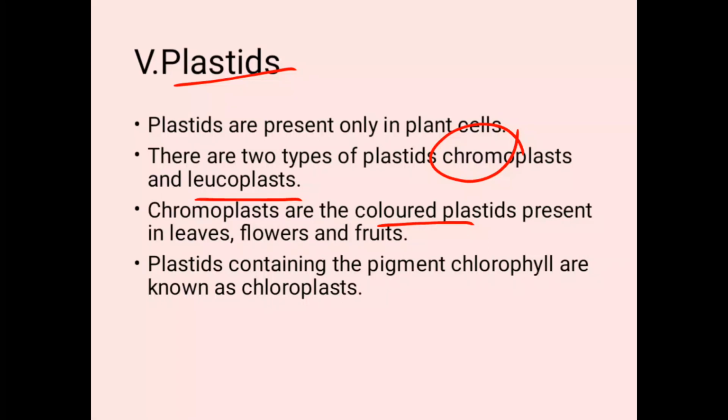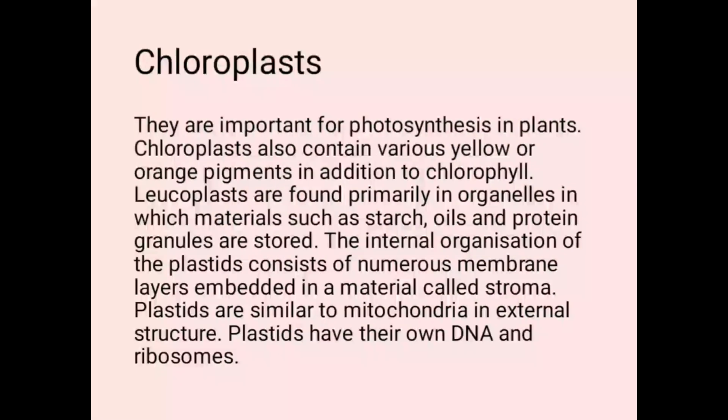Even in the chromoplast, there is a pigment called chlorophyll. Because of the chlorophyll, it is said to be chloroplast. These chloroplasts help in the photosynthesis process. Generally, these chloroplasts have the pigment called chlorophyll.